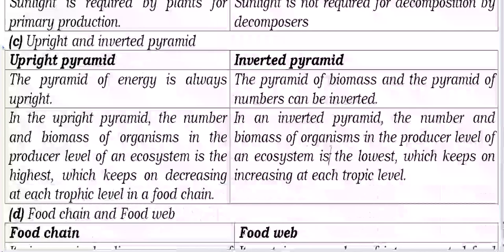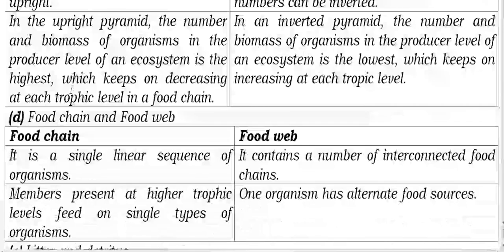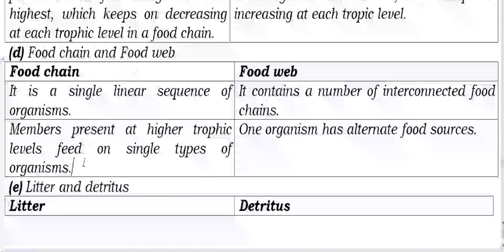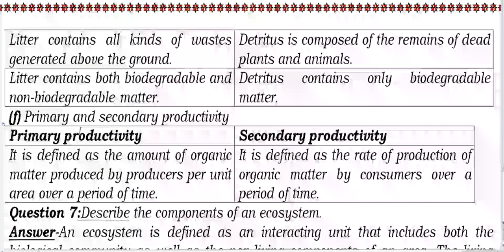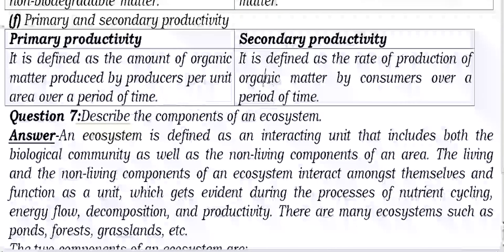And these pyramids are generally found in the ocean, or these pyramids are generally found in the terrestrial. Food chain: when one organism eats another and exchange is made, it is a food chain, and when many food chains are interconnected, that is known as a food web. Litter and detritus: litter contains all kinds of waste. Detritus is composed mainly of dead plants and animals. Litter contains biodegradable and non-biodegradable material. Detritus contains only biodegradable. Primary productivity is the productivity at the autotrophic level, and secondary productivity is the productivity at the consumer level.